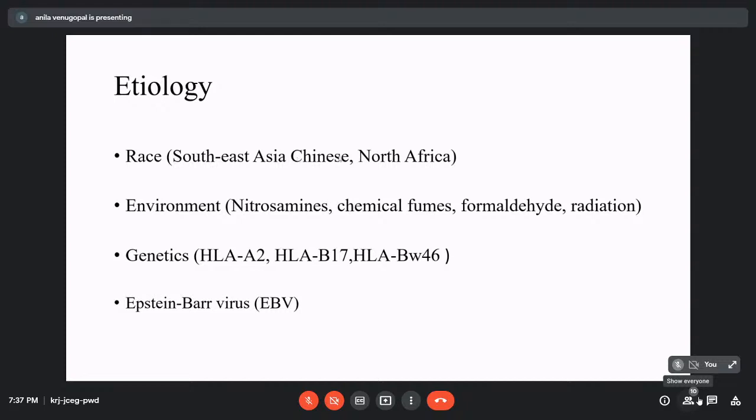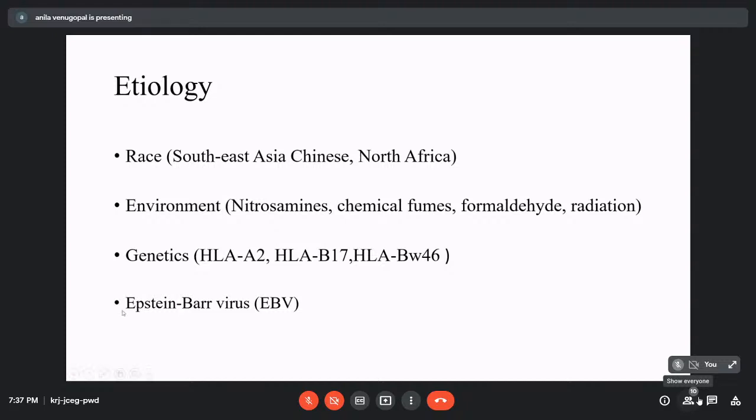That is mainly because of their dietary content, that is the nitrosamines present in the salted fish that they consume. Even that serves as a carcinogen and activates the Epstein-Barr virus, and that is why we have a pocket there in Southeast Asia and also in North Africa. Other factors implicated in the pathogenesis are chemical fumes, formaldehyde, radiation, and many such things. Genetics, the association with human leukocyte antigen, has also been proposed as an etiological factor.